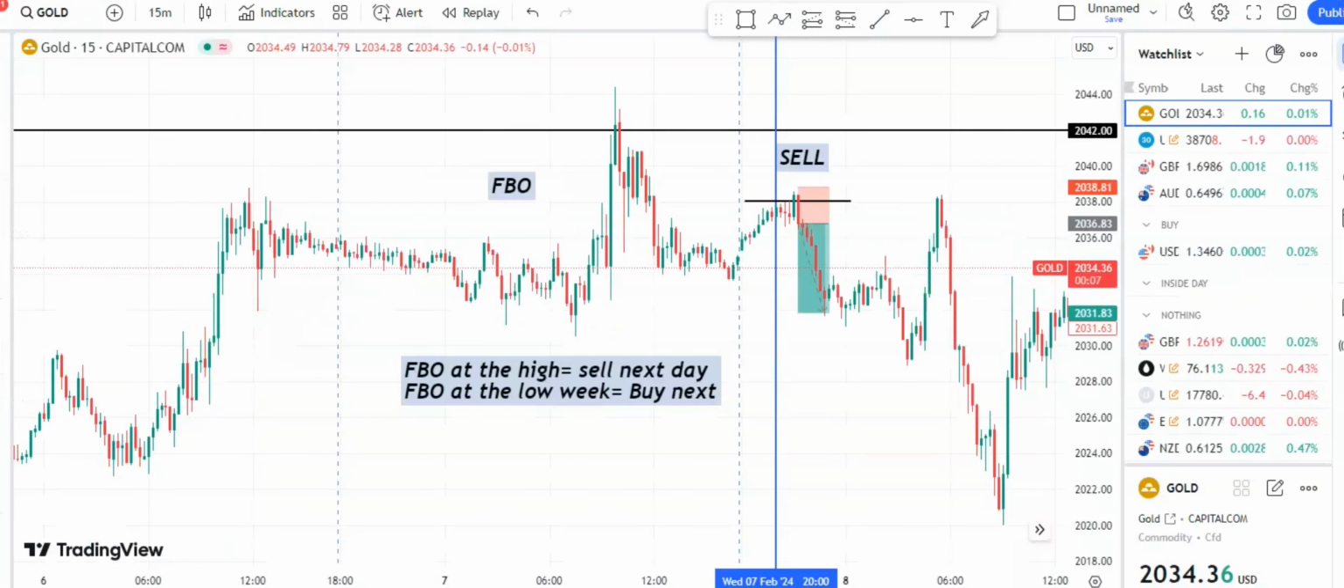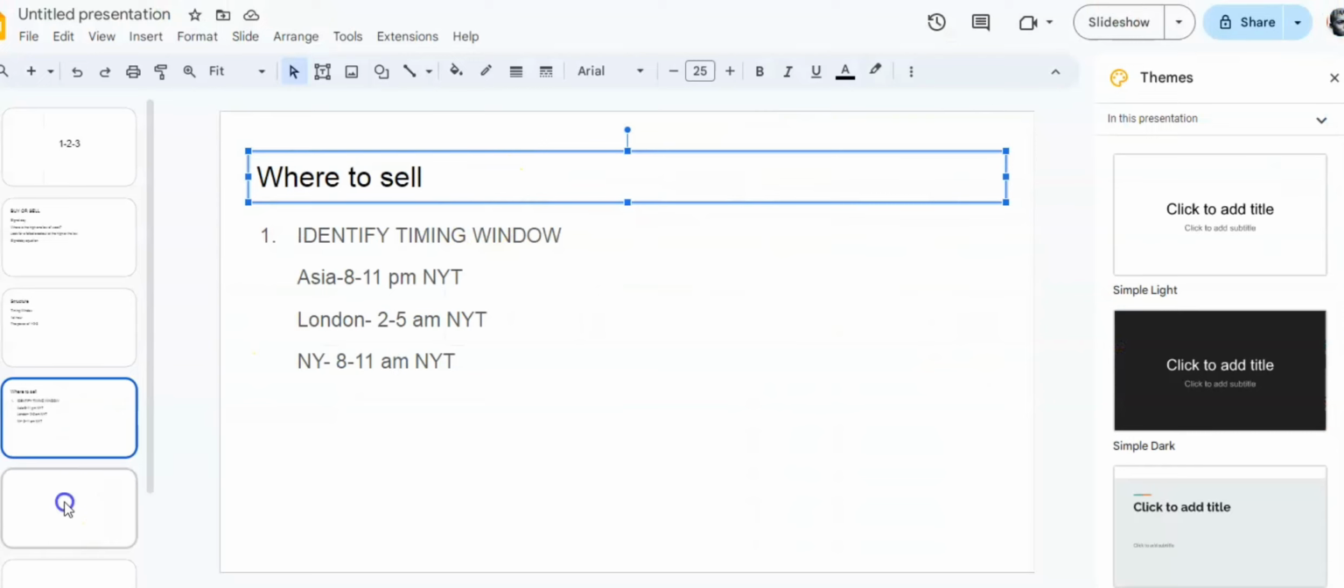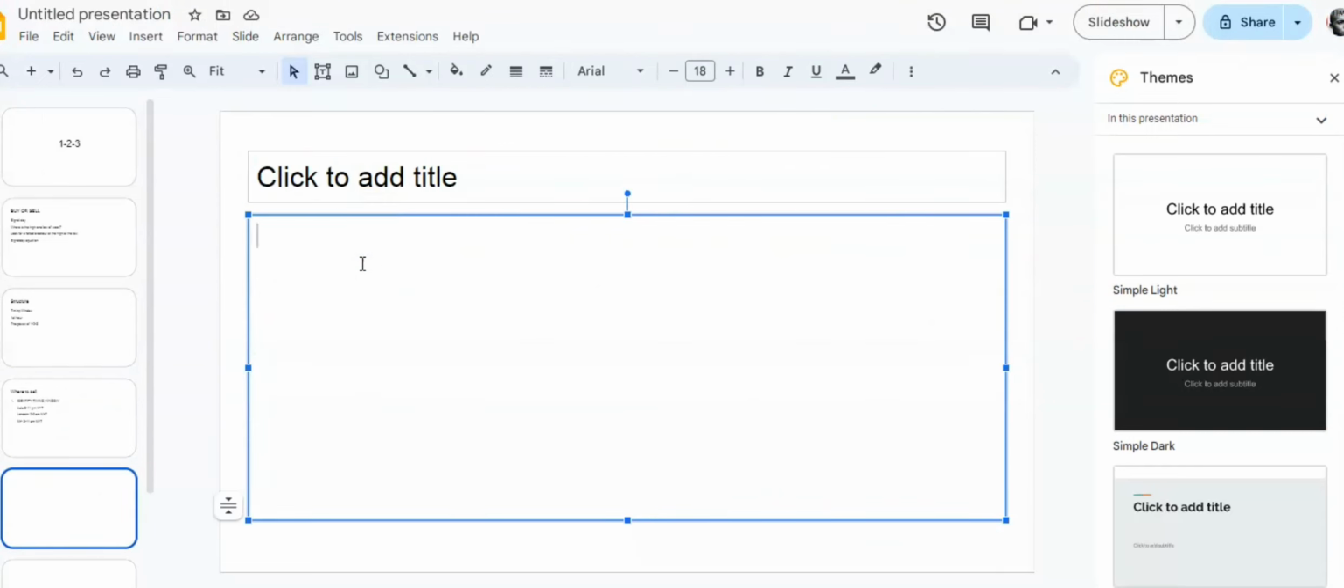So let's do that. Now this trade, we caught it in Asia. So Asia begins from 20 to 23. Now, the timing window has already been established. Moving on to number 2 is where is the high and low of day prior to trading window.